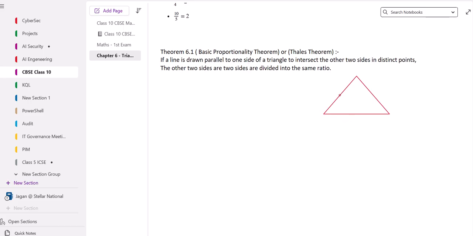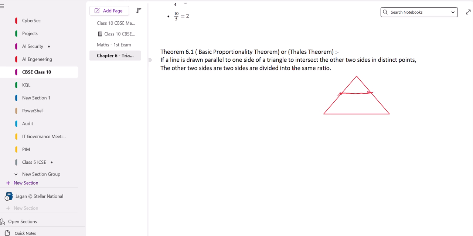So if a line is drawn parallel to one side of the triangle that intersects the other sides in distinct points, one line is drawn parallel to this side and it is intersecting the other two sides. This side and this side are intersected at two distinct points. This is one point, this is one point.